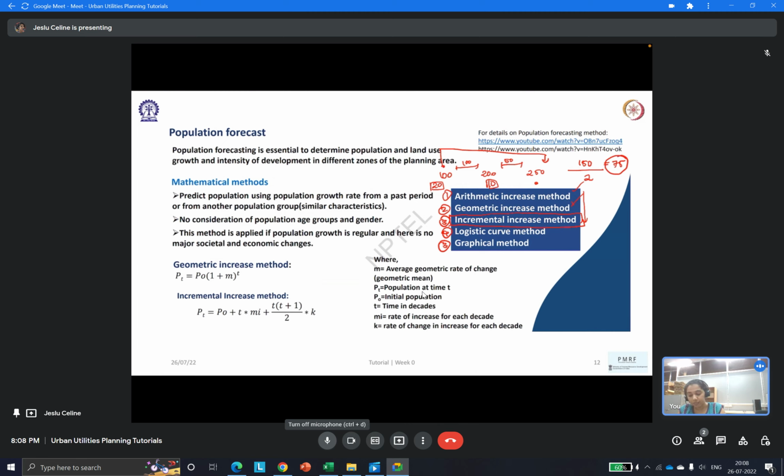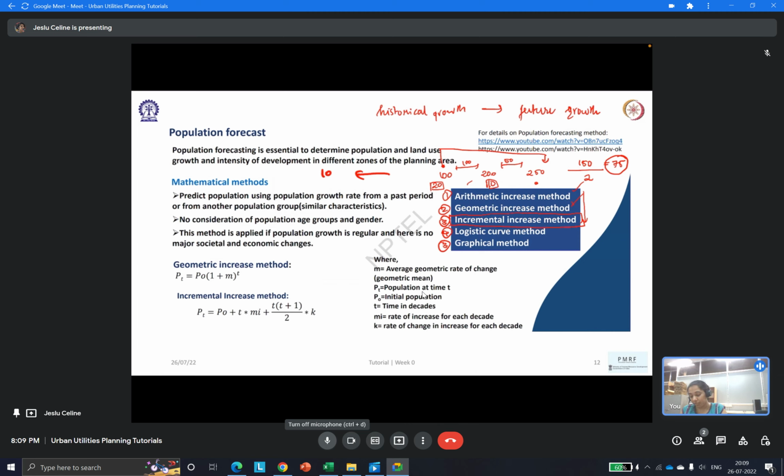Here I've taken only about 2 decades. If you take it for around 10 decades back, we would more or less be able to get an average growth progress which is happening. So the idea is we are looking at historical growth in order to predict what the future growth will be. That is what is happening in all these mathematical methods.